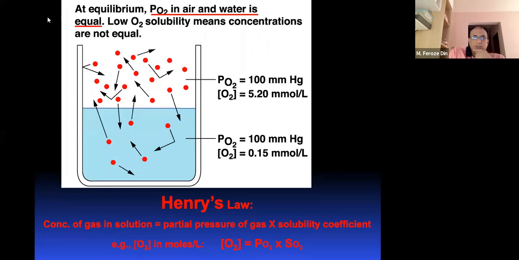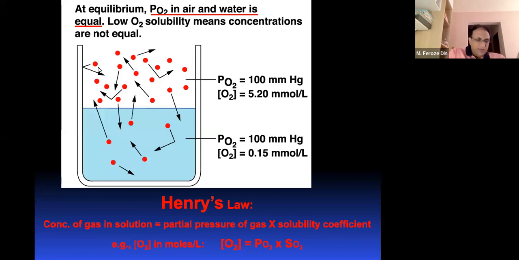Now, gases in solution, what it says is that the concentration of a gas in solution would depend on the partial pressure of the gas above the solution times the solubility coefficient of that gas. Another way of saying it is that in order for gas to dissolve in a fluid, and gases do dissolve in fluid, just like solids do, there has to be a pressure, and the amount of gas that would dissolve would be dependent on the pressure above the fluid. This is why we say soda bottles are bottled under pressure.